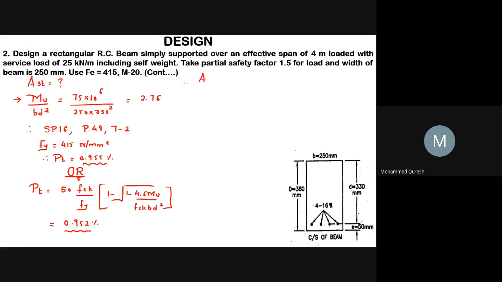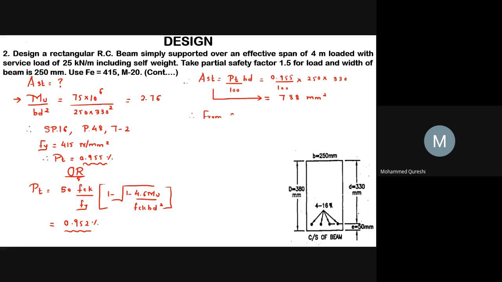Hence, we will go for AST as we know that AST is equals to PT BD by 100. So value of PT as 0.955 upon 100 into B 250 into D 330. So you will get the value of AST as 788 mm square.